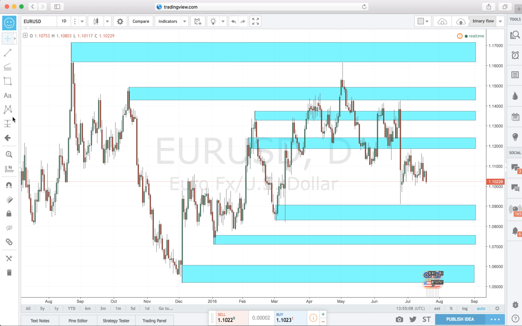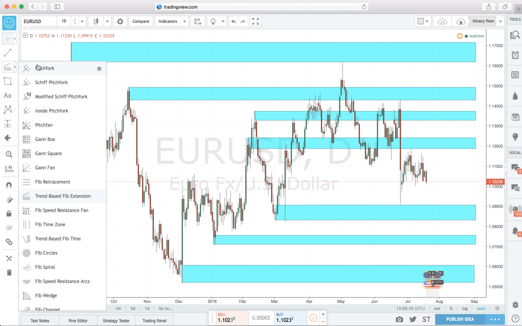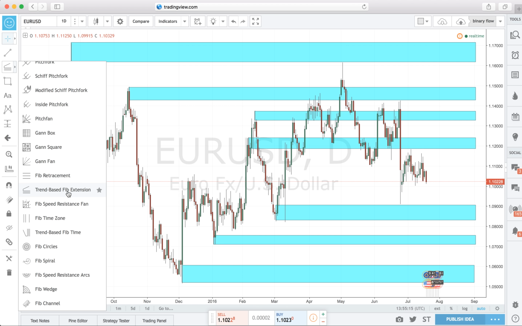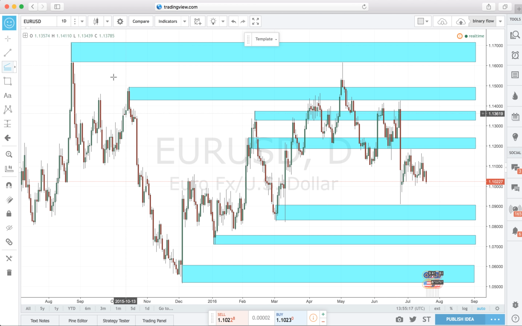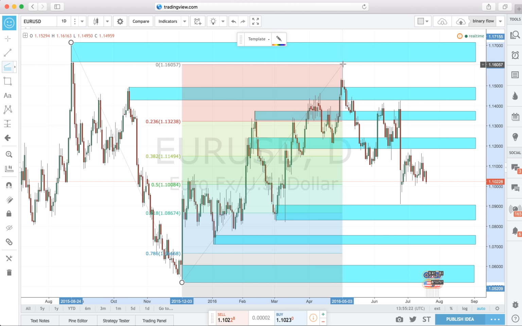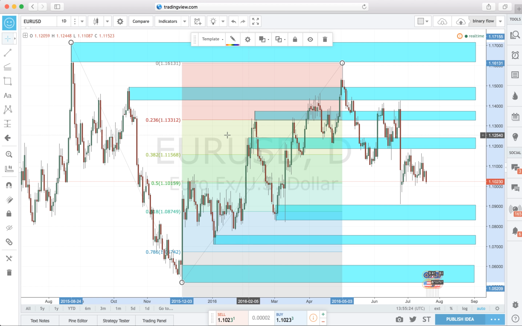And once you add Fibonacci into the mix, you go right down here where it says Pitchfork, scroll down and it'll say trend-based Fibonacci extension. So let's draw our Fibonacci from the high to the low to the recent high. And as you can see, these numbers match up pretty nicely. So right now we're trading at the 50%, which is a good time to put your buy stop and sell stops. Our first zone up here matches up with the 0% pretty accurately.